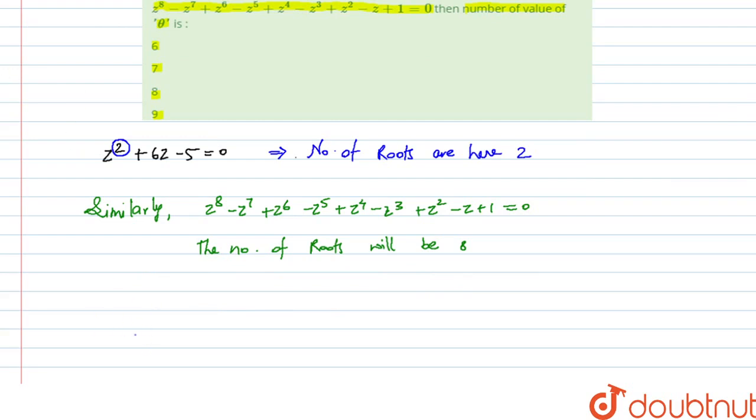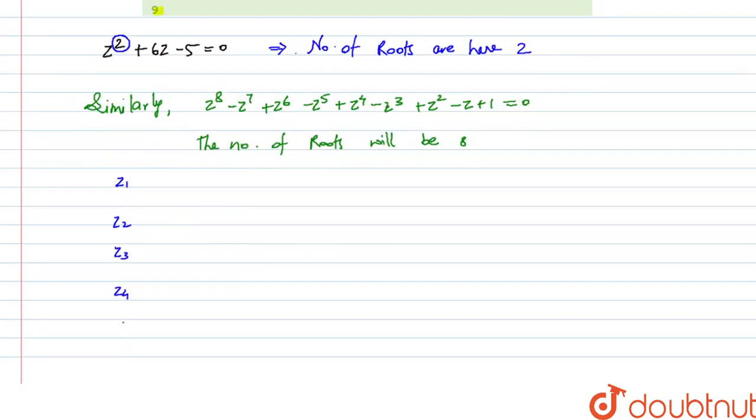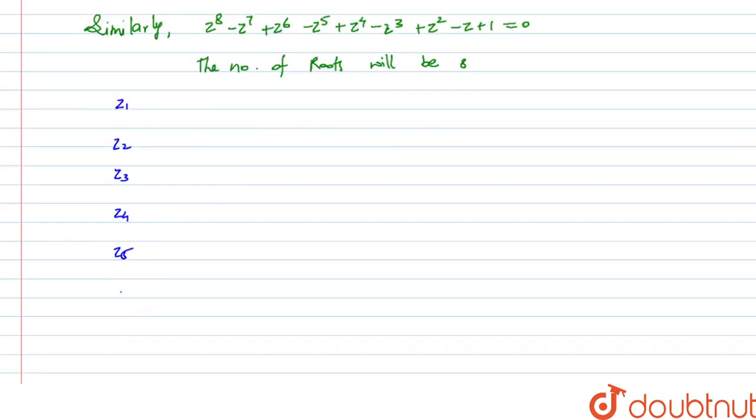So we can say that the roots will be z1, z2, z3, z4, z5, z6, z7 and z8. Since z is given by r into e raised to power iota theta, z1 will be r1 into e raised to power iota theta 1. Similarly, z2 will be r2 into e raised to power iota theta 2, and z3 will be r3 e raised to power iota theta 3, and so on. It will go like that.